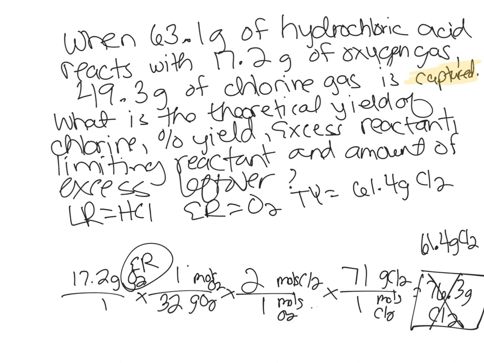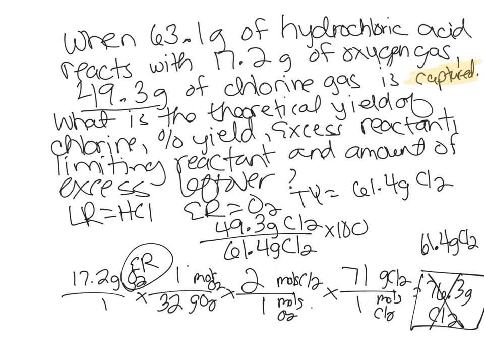We could go ahead and do percent yield. They're telling us that 49.3 grams of chlorine gas was captured, so obtained in the lab. 61.4 grams is what you theoretically should have been able to get. So we're going to multiply that by 100 once we do our dividing, figure out how much we yielded out of this. So 49.3 divided by 61.4 gets us 80.3%. So our percent yield here is 80.3%.